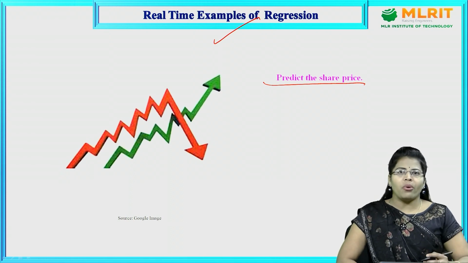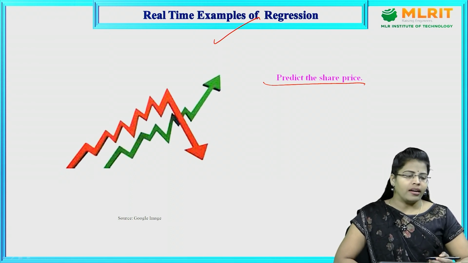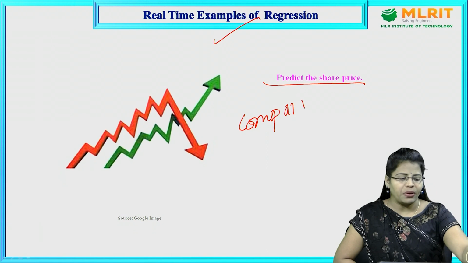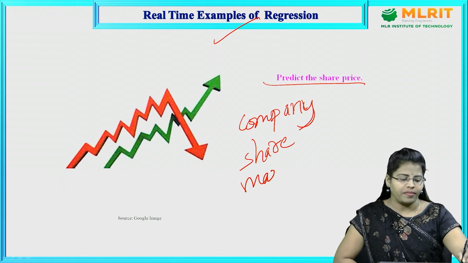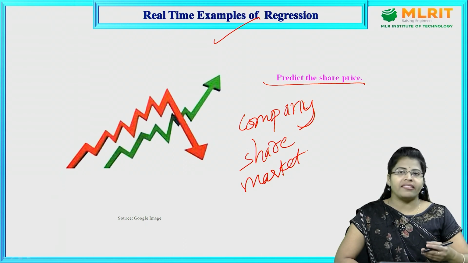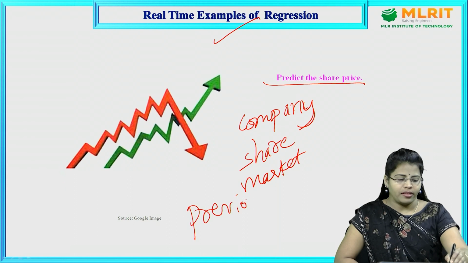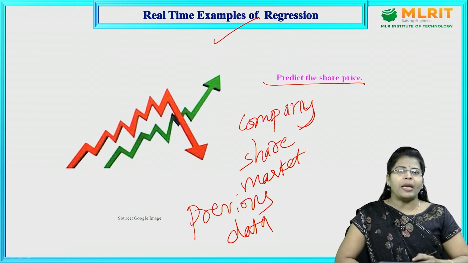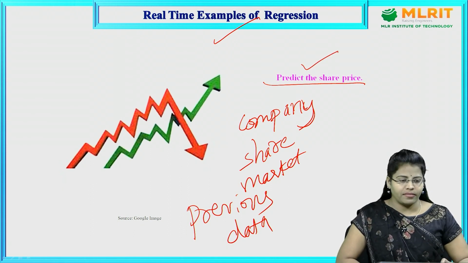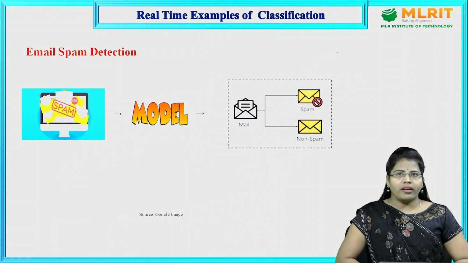Next, another real-time example of regression is predicting the share price. For example, you are going to develop a machine learning model for a particular company which is listed on the share market. Here you are going to collect the previous data of the shares and give the training to the model based on that previous data. Then the machine learning model is going to predict the share price of a particular company. That's how the real-time examples of regression work.